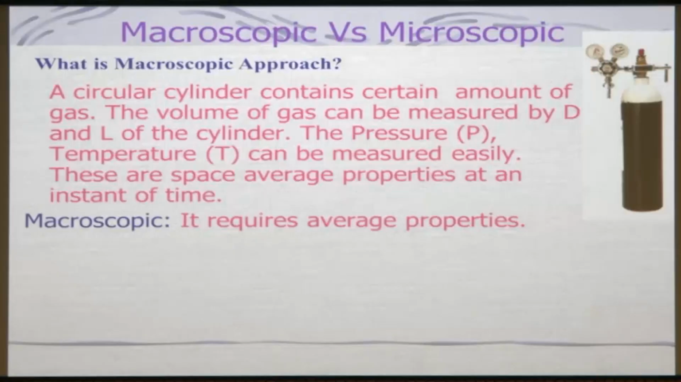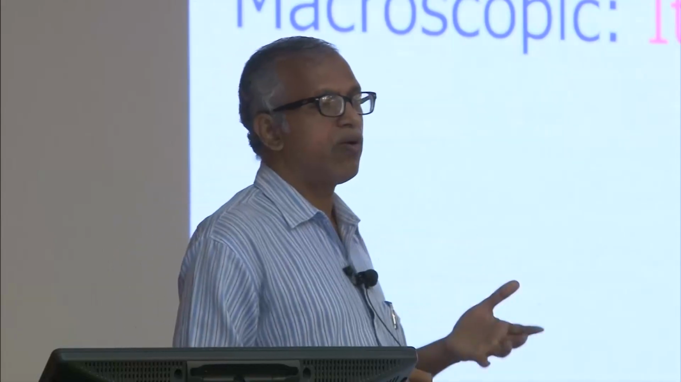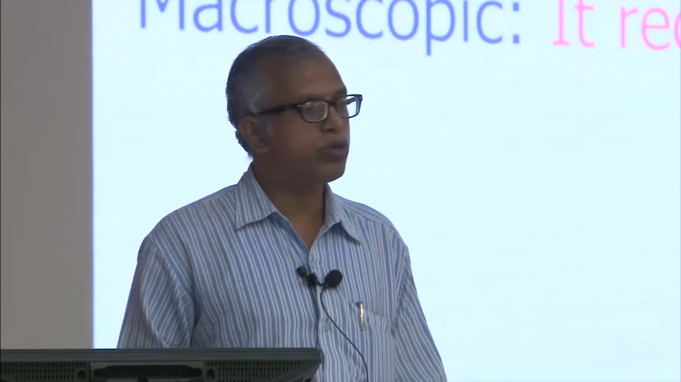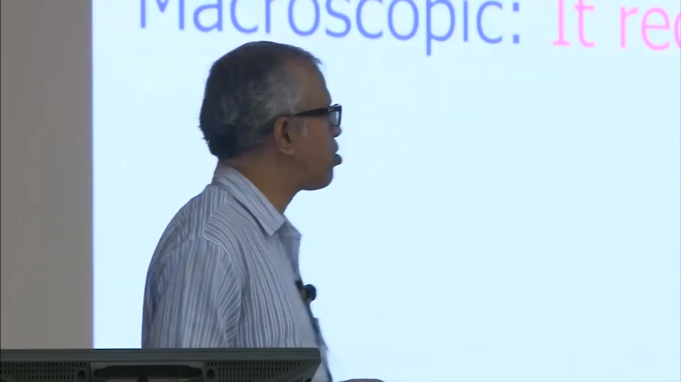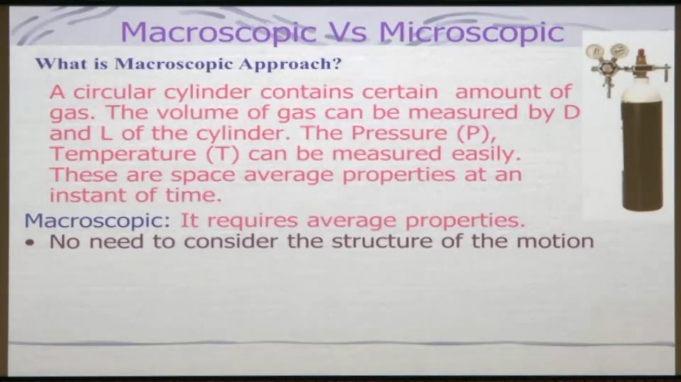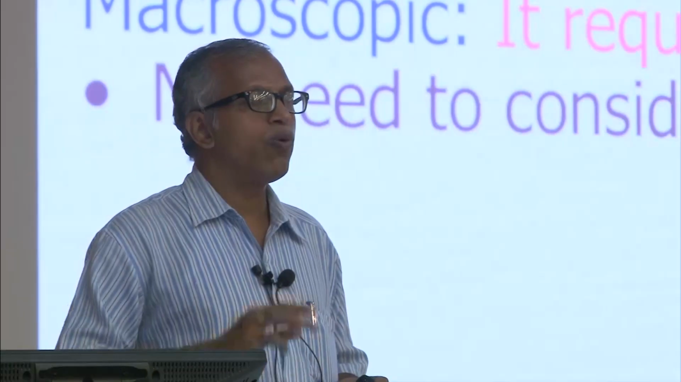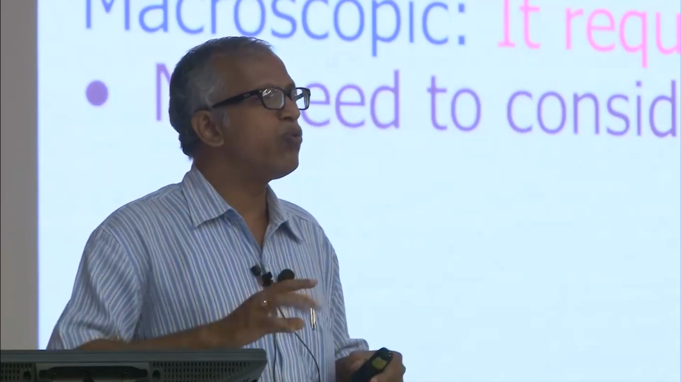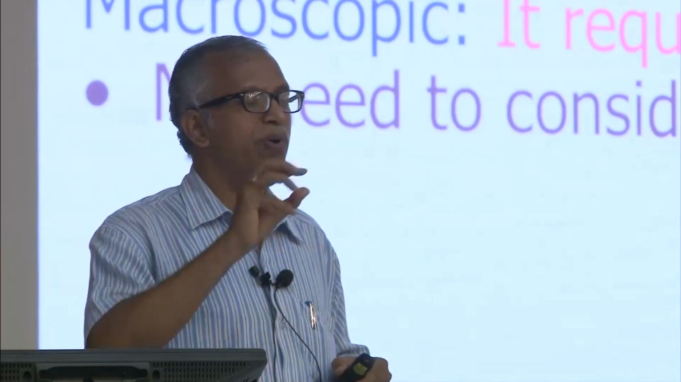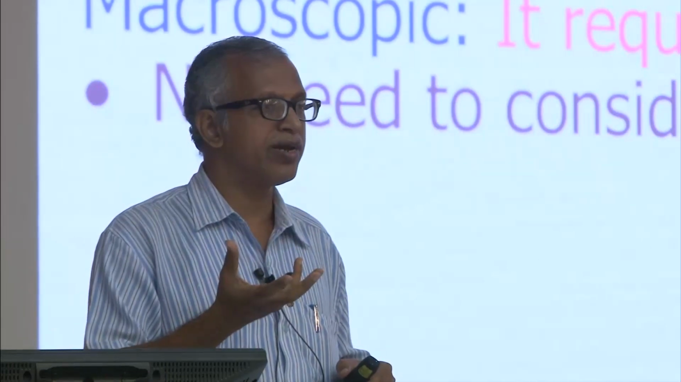Now, why will you be looking at macroscopic properties? In this course we will be mostly dealing with the macroscopic approach to analyze the problems, because that will be easier, and no need to consider the structure of motion. There will be molecules, what is the structure, whether it's monomolecular, bimolecular or trimolecular, whether it is interacting, right? What is the extent of molecular activity? We are not bothered. We are bothered about the gross effect, what is the effect, right?